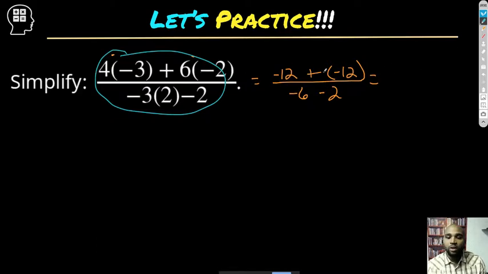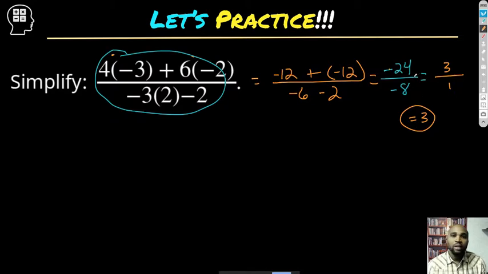All right, -12 plus -12 is going to give me a -24. And if you want to go back and review adding integers, please do so. But when we have a negative, adding more negative, it's going to make it even more negative. So -6 minus 2 is going to give us a -8. Also keep in mind that a negative divided by a negative gives us a positive number. 24 divided by 8 is going to equal 3. We'll end up with 3/1, which is the same thing as 3.